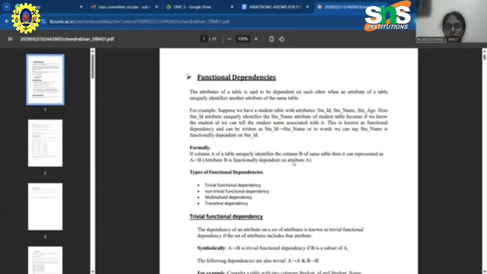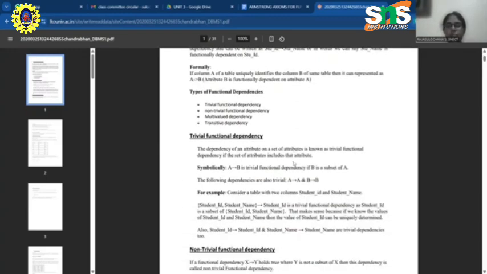So when it comes to trivial functional dependency, the dependency of an attribute on a set of attributes is known as trivial functional dependency. So we can symbolically represent as A determines B is trivial functional dependency if B is a subset of A. So A determines A and B determines B is also considered trivial functional dependency and they are self-determinant.